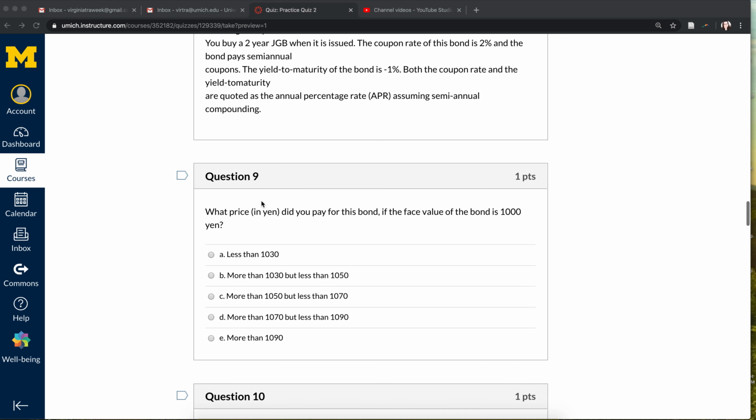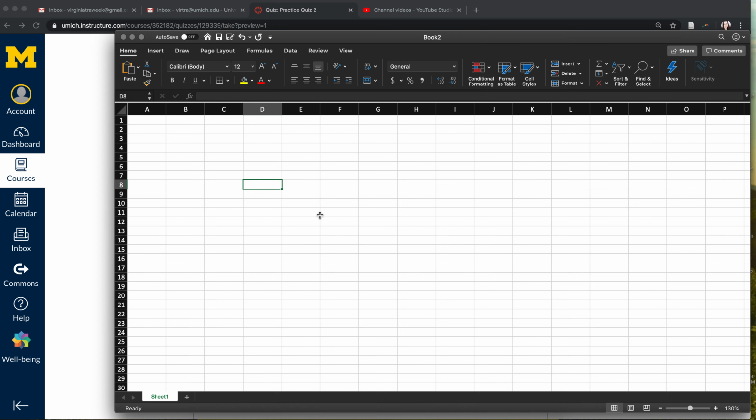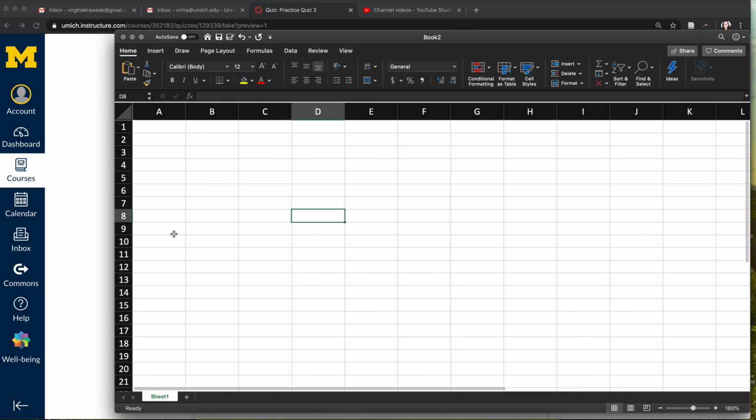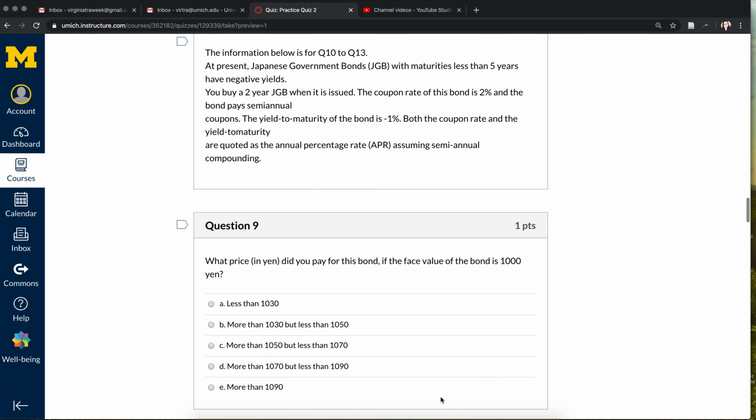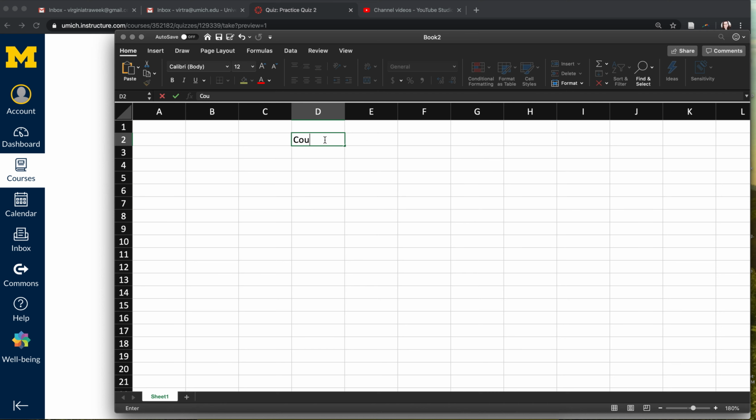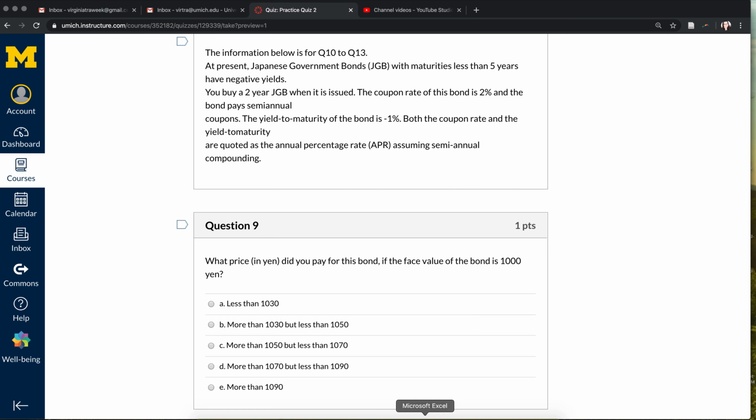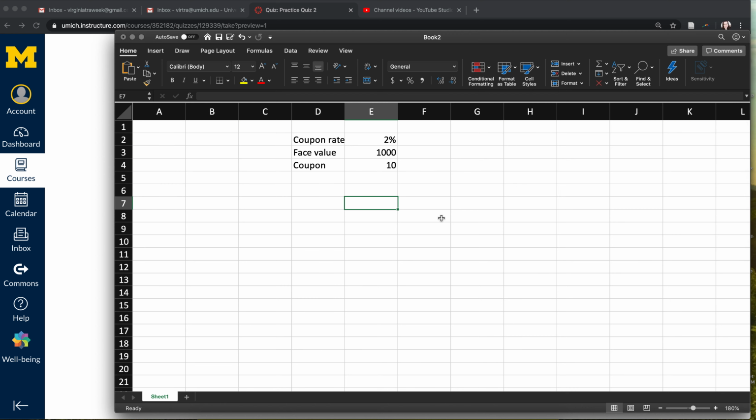So the question in the first one is, what is the price that you would pay for this bond? All right, so let me make this a little bigger. The coupon rate is 2%. The face value is 1,000. So that means the coupon is going to be 1,000 times 2% divided by 2 because it's semi-annual coupons. And it's a 2-year bond. I'm going to draw the timeline. I don't know that we really need it, but let's do it anyway.